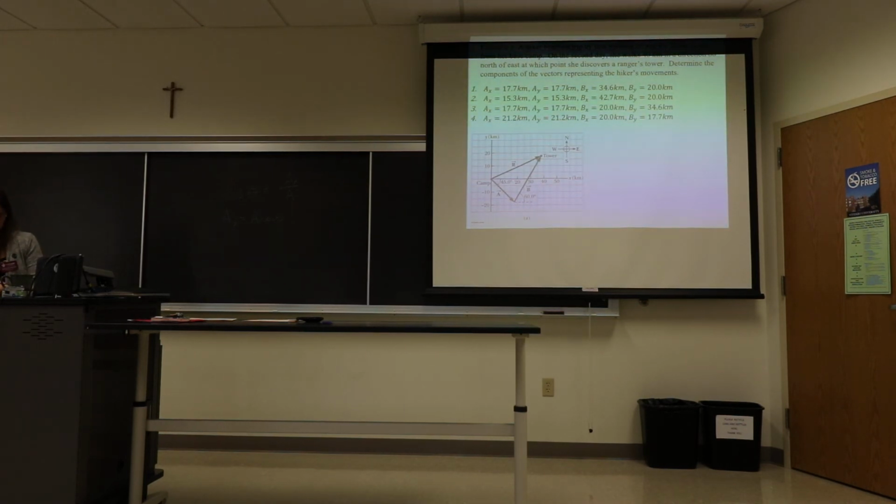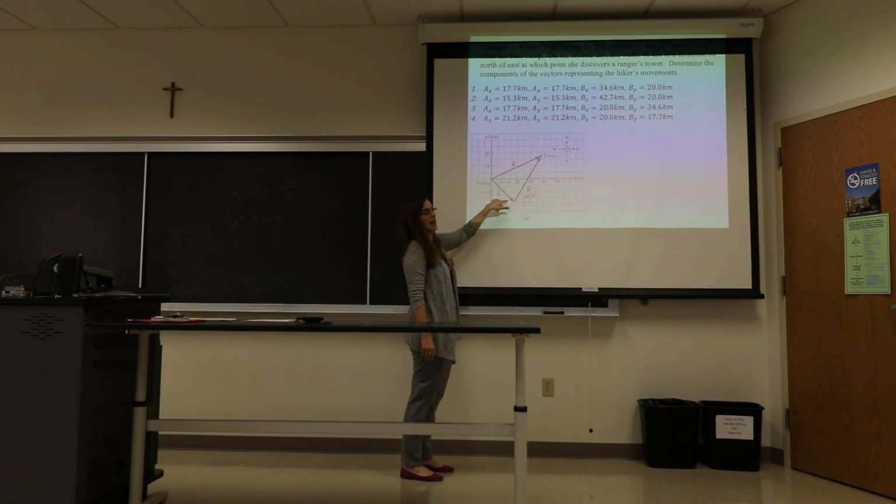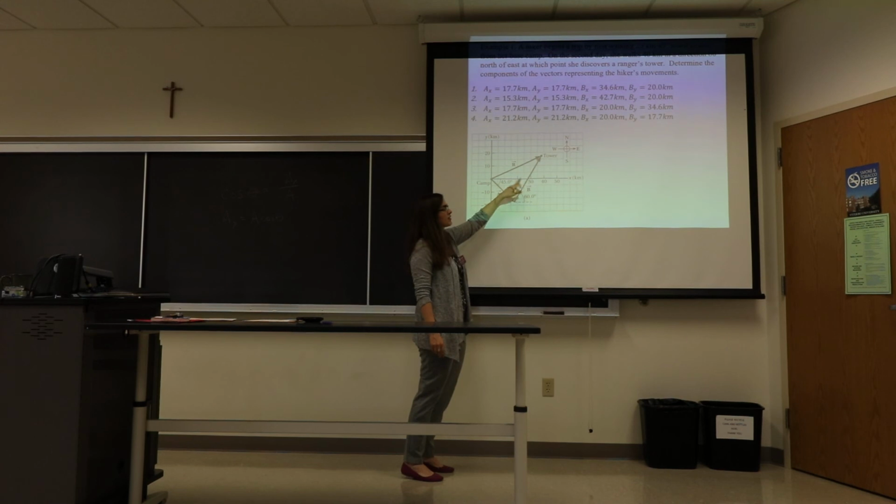The first example is a hiker who begins a trip by walking 25 kilometers, 45 degrees south of east from her base camp. On the second day, she walks 40 kilometers in a direction 60 degrees north of east, at which point she discovers a ranger's tower. Determine the components of the vectors representing the hiker's movement. Her first movement is labeled as vector A, and her second one is labeled as vector B.